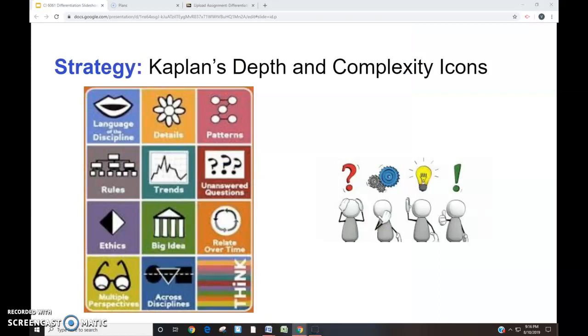Another differentiation strategy is Kaplan's depth and complexity icons. They can be a useful tool to help teachers differentiate critical thinking questions they pose to students. The icons are visual prompts that can be used by the teacher to deepen understanding of a topic. The icons are broken down into two groups, depth and complexity.